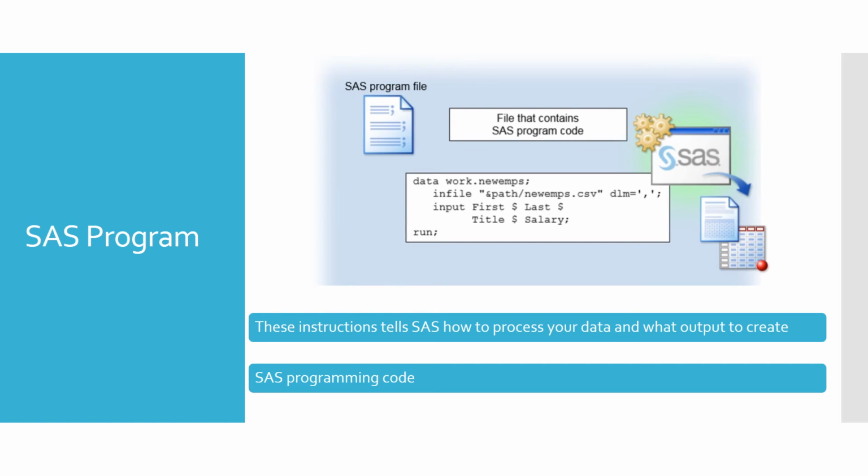And lastly is a SAS program, which is a file that contains SAS programming code. These are instructions that tell SAS how to process your data and what output to create. So this is an example of SAS programming code.